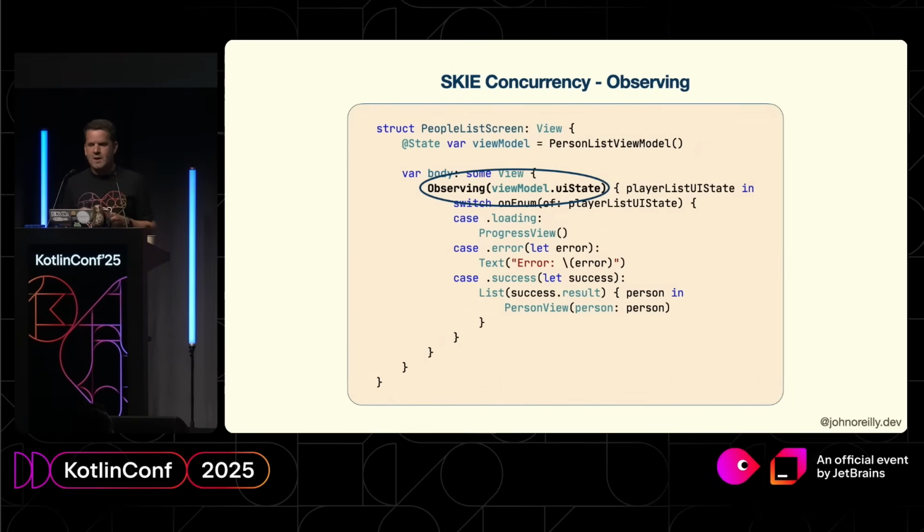Another related piece of functionality that SKIE provides is the ability to observe Kotlin flows in SwiftUI, as if they were Swift properties. Quite similar to functionality provided by that KMP observable view model library, for example. Here, we're observing in SwiftUI the UI state flow from our Kotlin view model. And again, the UI will be recomposed if that changes.